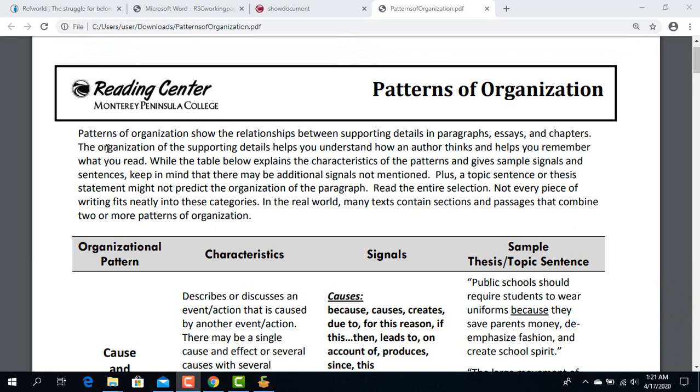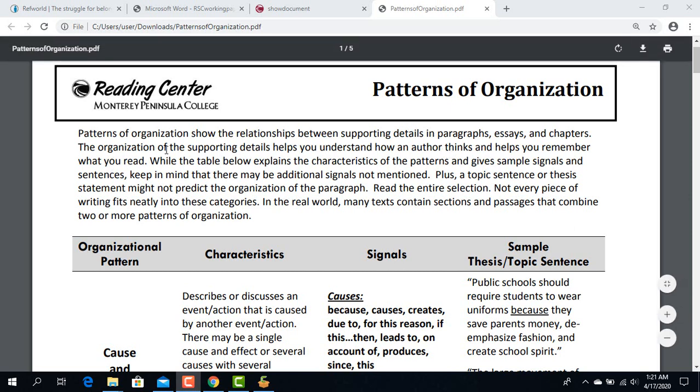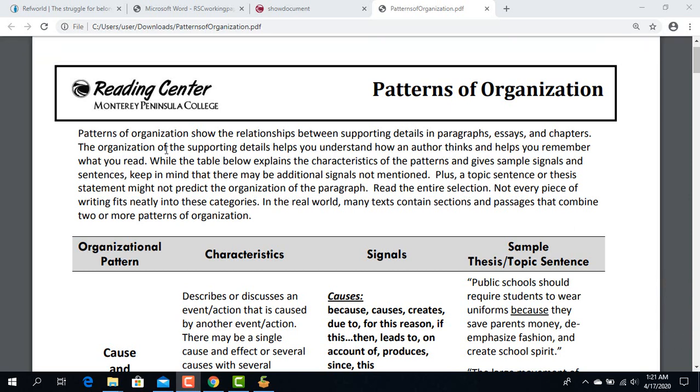Okay, now the organization of supporting details helps you understand how an author thinks and helps you remember what you read. For example, if you're reading about causes and effects of smoking, whenever you know that in this paragraph you have the effects of smoking and you figure out the clues and the signals that show this pattern, then you will remember always that this paragraph is speaking about the effects of smoking. So it usually helps you remember the main idea of the paragraph that you're reading.